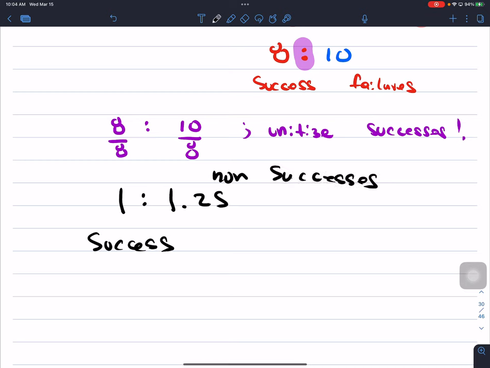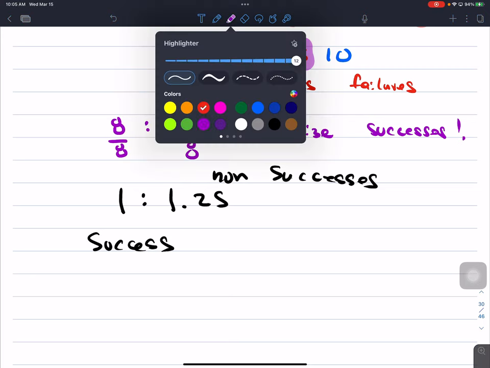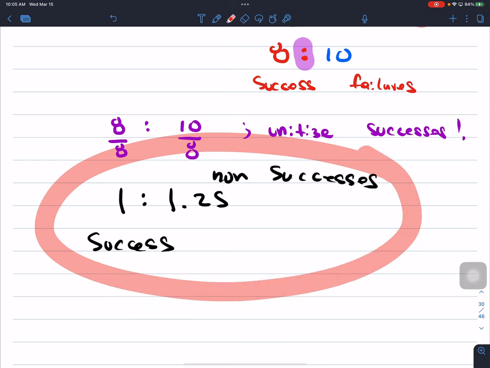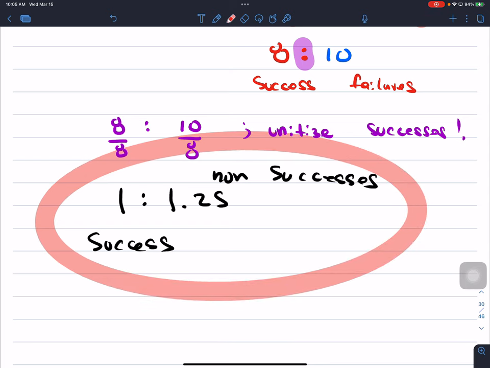This is what you're going to start to really care about, ladies and gentlemen. Okay? Because you want to think of it: one success to every what? Non-successes.